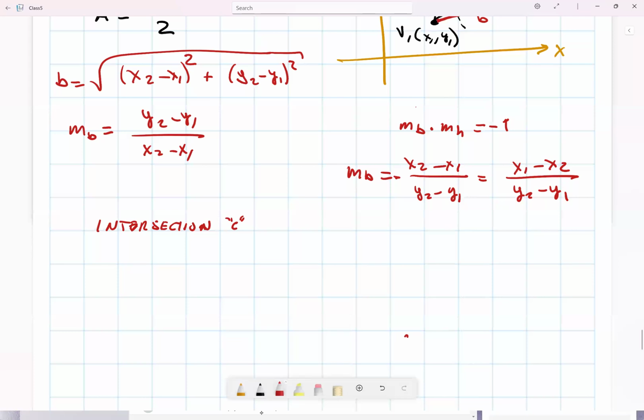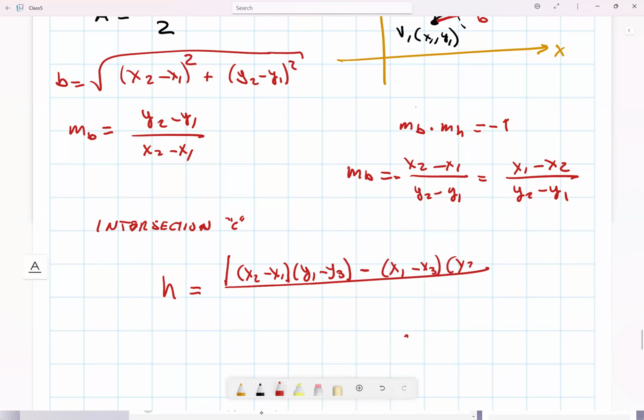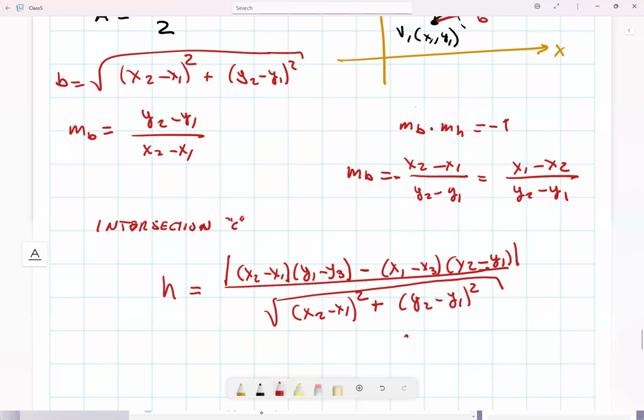I have already computed that h is equal to this equation. H is equal to the absolute value of x2 minus x1 times y1 minus y3, minus x1 minus x3 times y2 minus y1, absolute, and divided by the square root of x2 minus x1 squared plus y2 minus y1 squared. Of course, this is v.